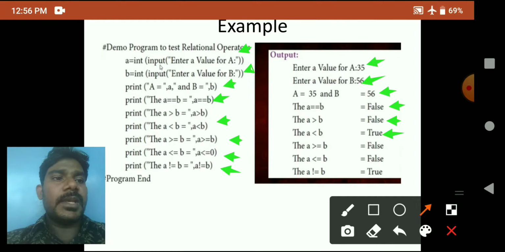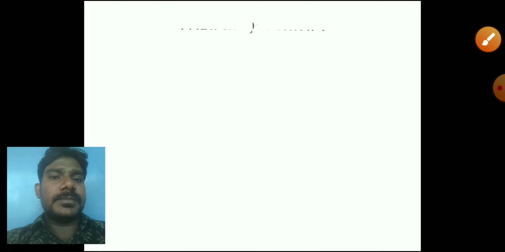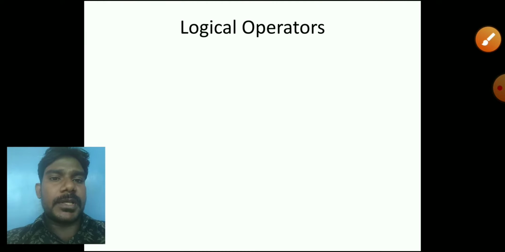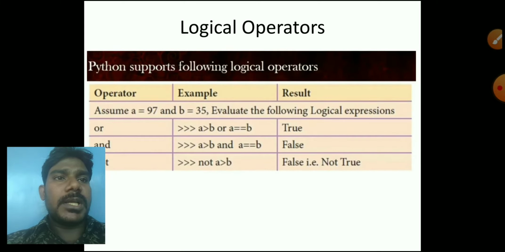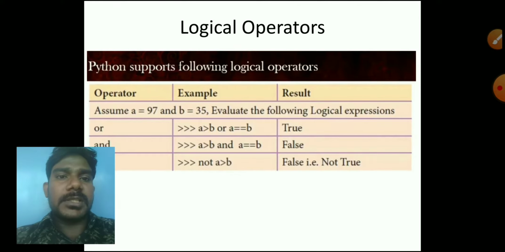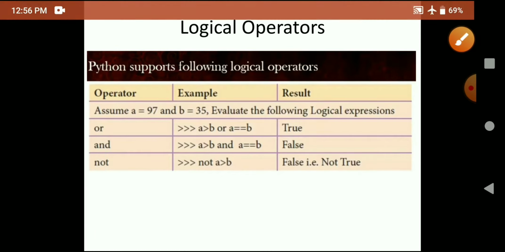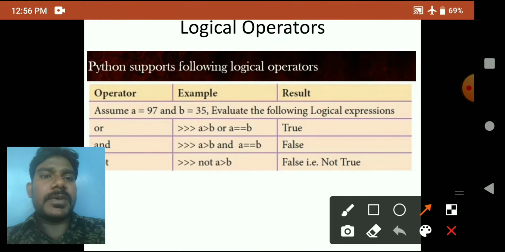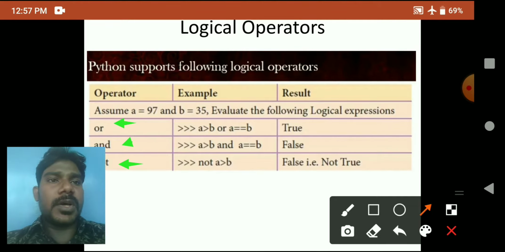Okay, this is the comparative operators. Next one, logical operators. Logical operators means what? We have three logical operators: or, and, not. You have to see here, they have given or, and, not. Okay, these are all the logical operators.